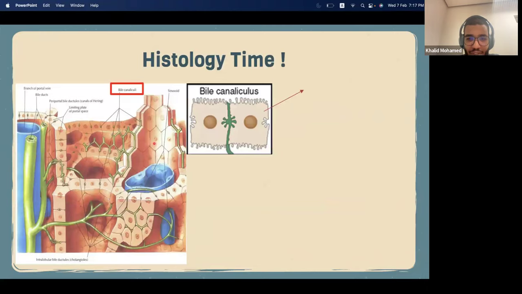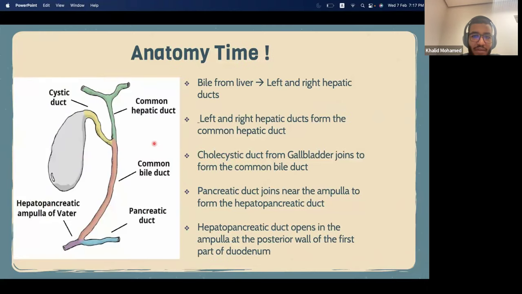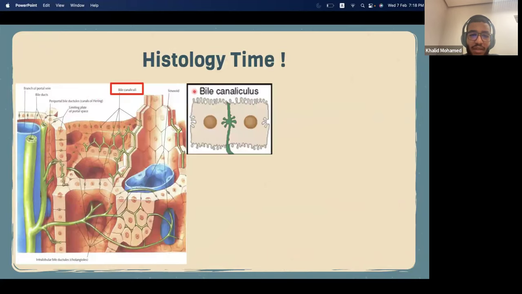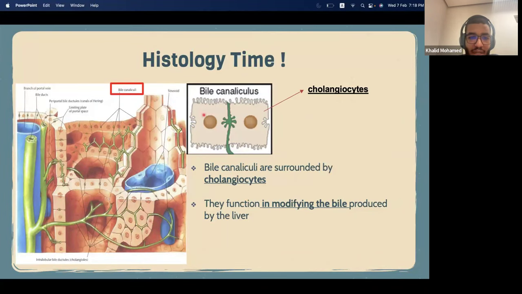Now let's revise some histology as well. Over here in the liver, once the small bile is synthesized, it's modified by something we call cholangiocytes. Now, these cholangiocytes are basically the epithelium or the cells lining the bile canaliculi. These are small ductules which join together to form the interlobular bile ductules. And then these interlobular bile ductules fuse together to form the left and right bile ducts.